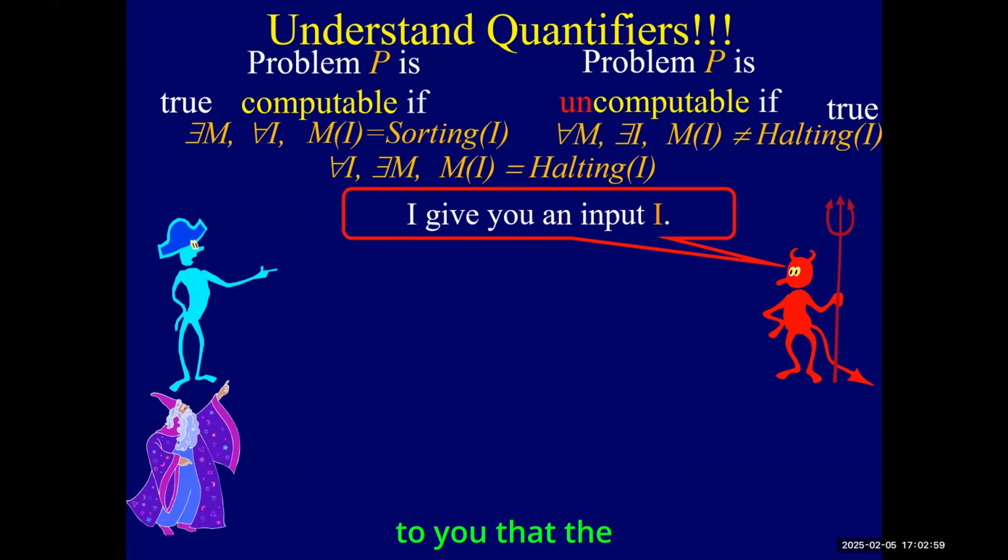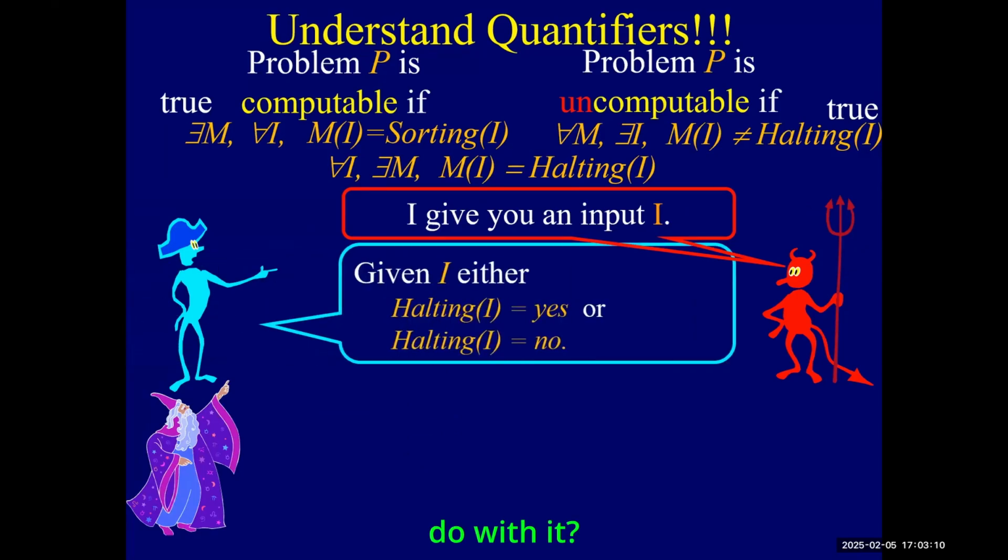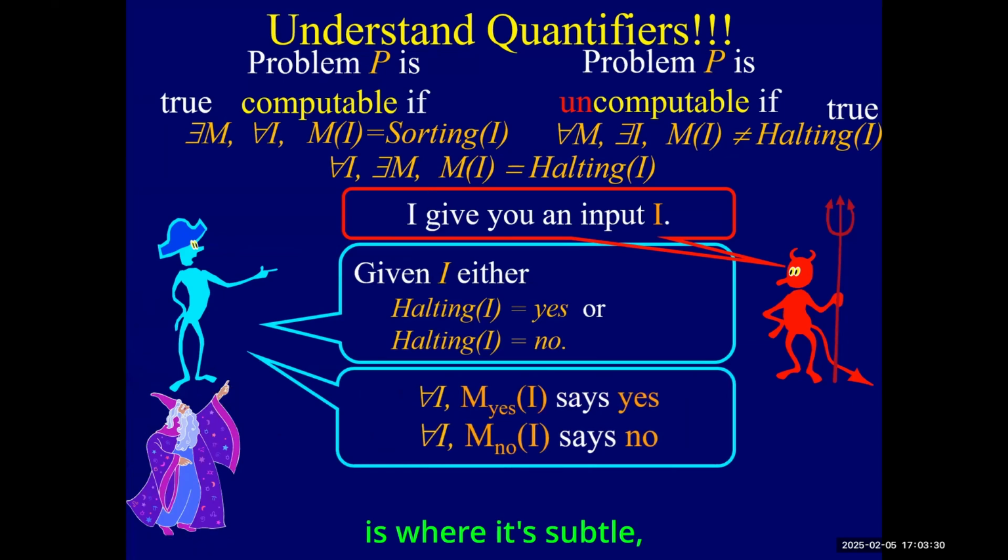I'm going to prove to you that the statement's true. You give me some input. Now, what do I do with it? Well, I don't know whether the halting problem says yes or no on this input, because I can't solve the halting problem. But I know the halting problem says it's yes or it says no. I don't know which. So now my job is to come up with a machine. Now this is where it's subtle.